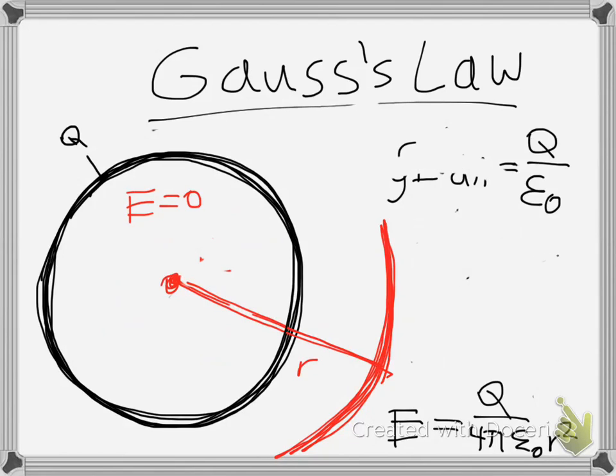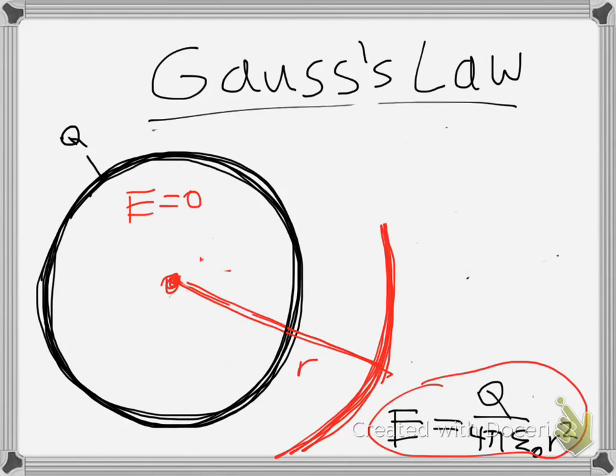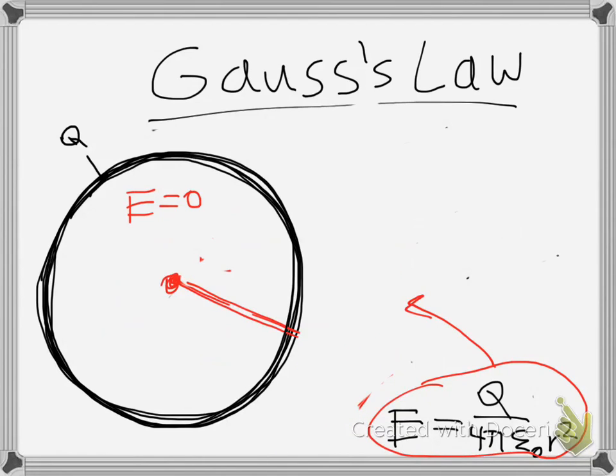outside this sphere. So the electric field outside the black sphere is E equals Q over 4 pi epsilon naught r squared. Remember, Q is the uniformly distributed charge on the surface of the black sphere. So now we have the electric field inside equals 0, and the electric field outside equals Q over 4 pi epsilon naught r squared.